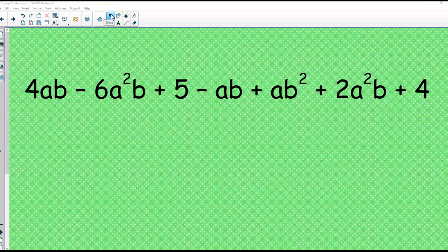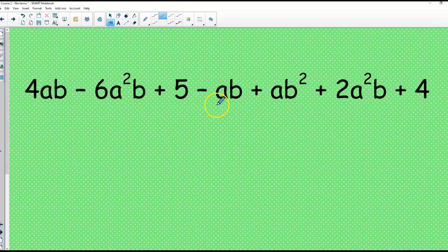Okay, let's look at one last problem here. Okay, and we're going to identify our like terms. So if we look at this, there's a lot of A's and B's on this. So we have to be very careful about which ones go together, because it has to have the same variable and exponent. So I'm going to start at the beginning. And I have a 4AB, and neither of the A or the B has an exponent. Okay, so that's what I need to look for.